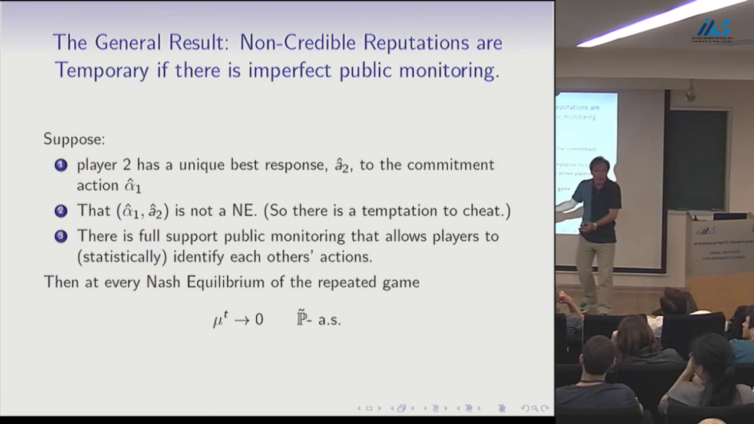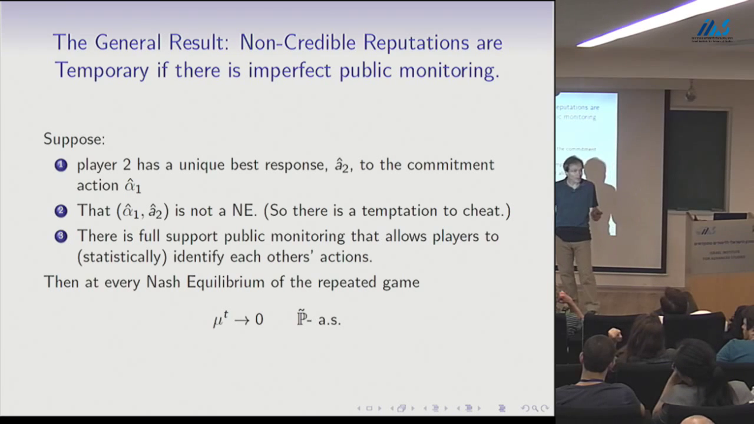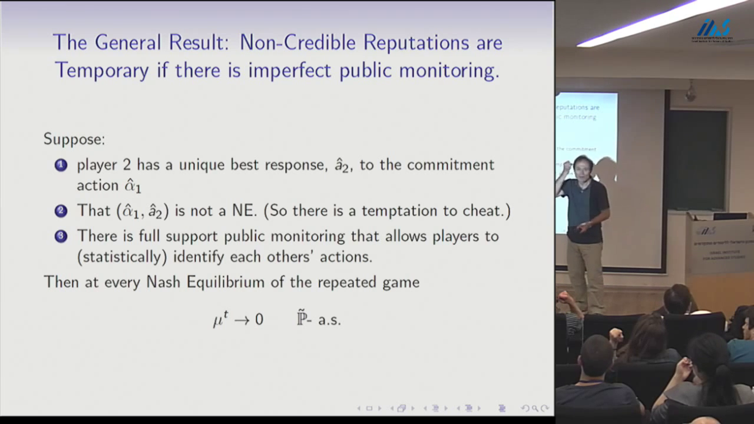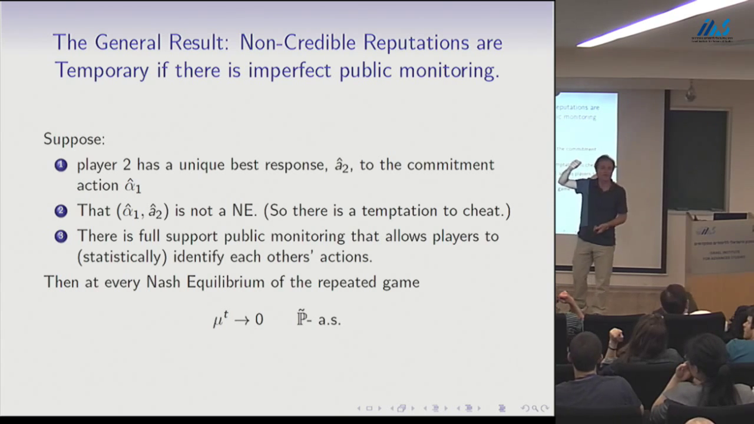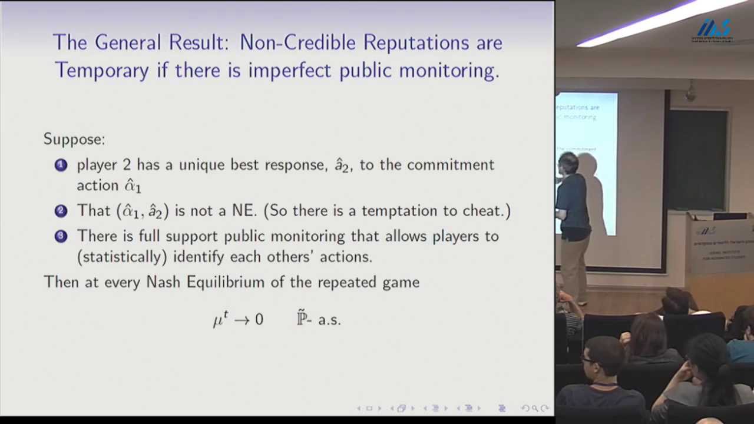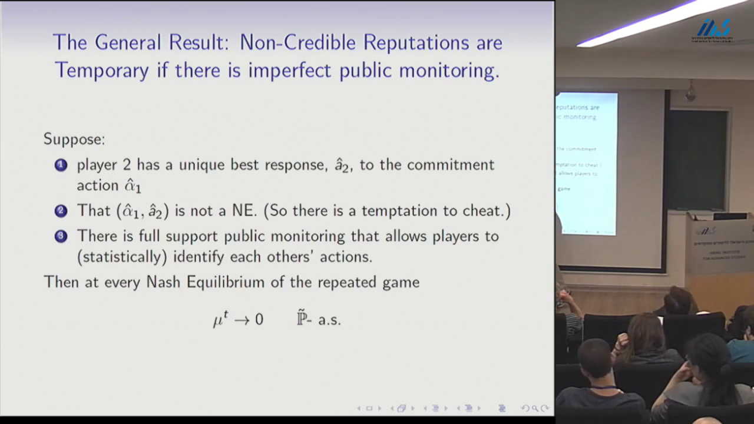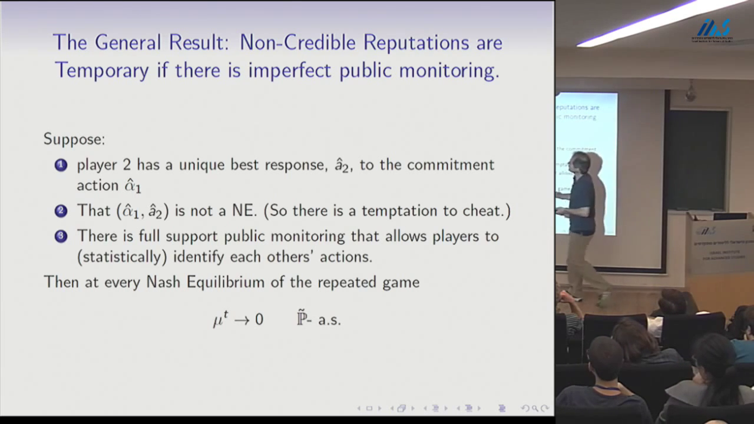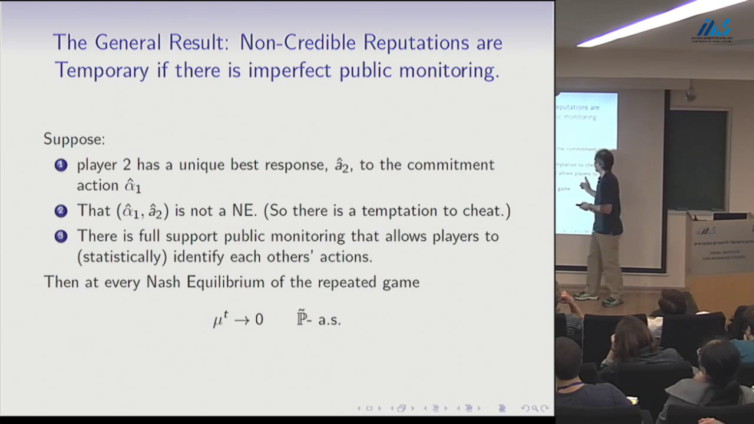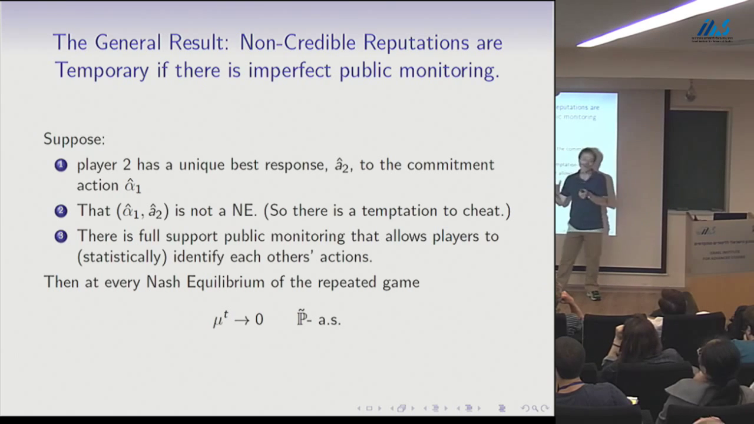This argument won't work if what you're trying to build a reputation for is something perfectly credible. So if you imagine the battle of the sexes game and you're trying to commit to your most preferred outcome in the battle of the sexes game, this result doesn't apply. But a game like the product choice game does apply. So that's what we need for this temptation to make small cheats. Then we're going to have another assumption on the nature of the monitoring. We're going to assume it's public monitoring, it has full support, and it allows players to statistically identify each other.